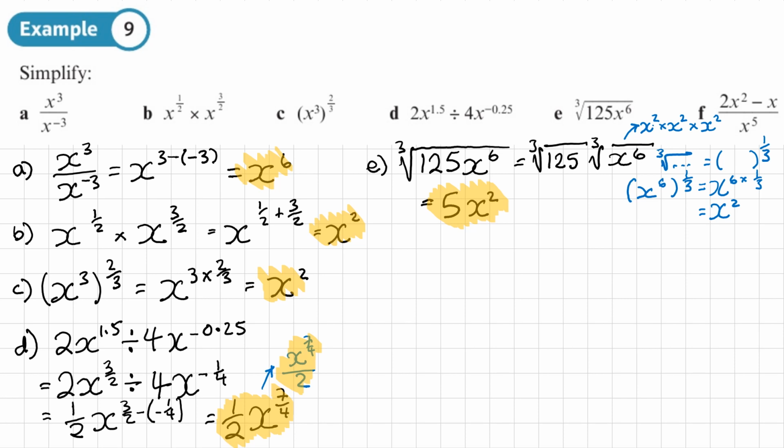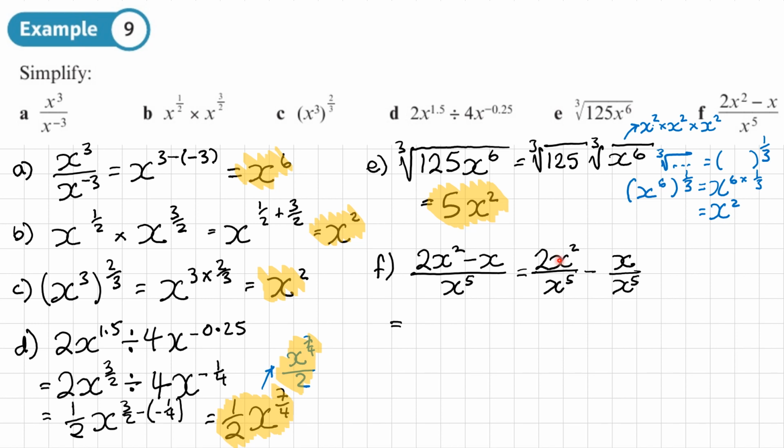And the last one, f. So we have 2x squared minus x all over x to the power 5. Whenever we have terms over a common denominator, we split them up. So we've got 2x squared over x to the power 5, minus x over x to the power 5. So now we can go about simplifying that.